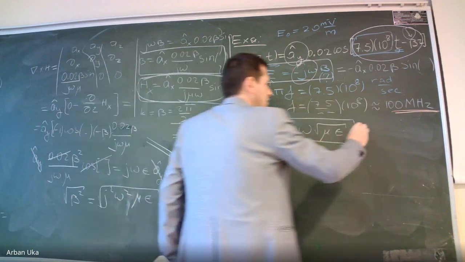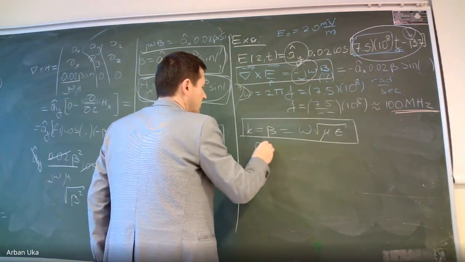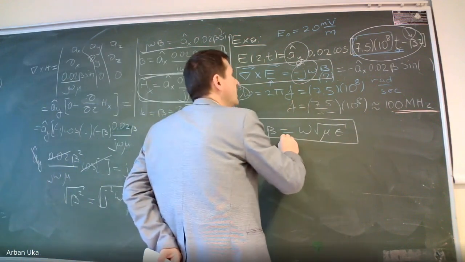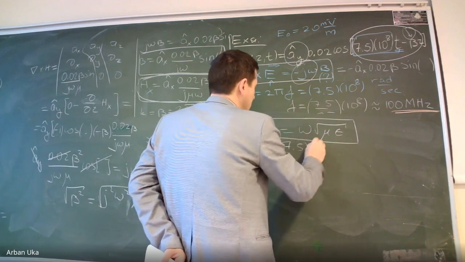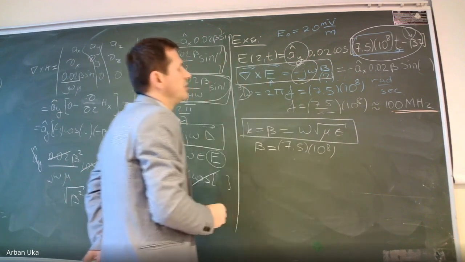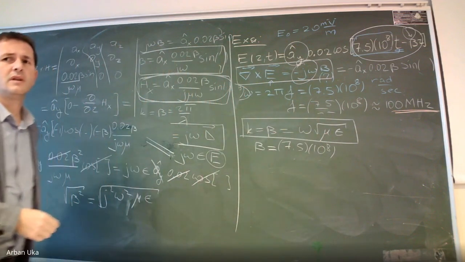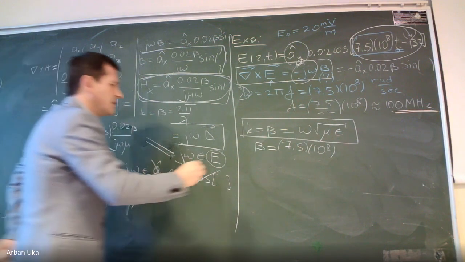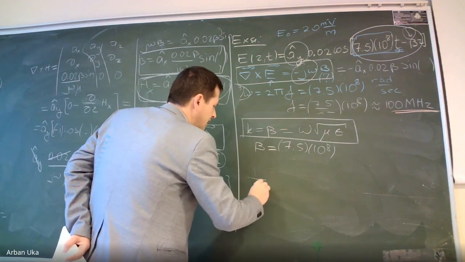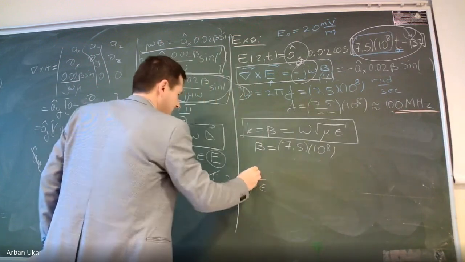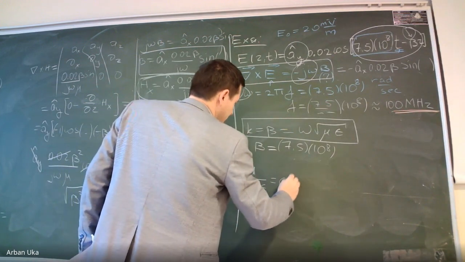And then let's continue here. Let's write it back to beta because we might get confused. The beta is equal to omega, and omega is 7.5 times 10 to the power 8 times the square root of this. What is this? Now we might remember that the 1 over the permeability times permittivity is equal to what? The speed of light squared. So this is speed of light squared.